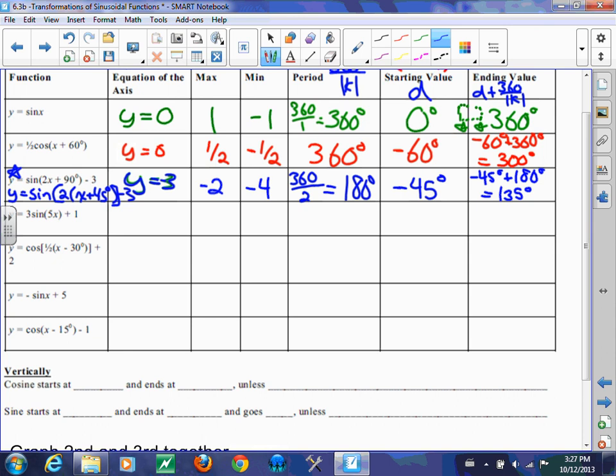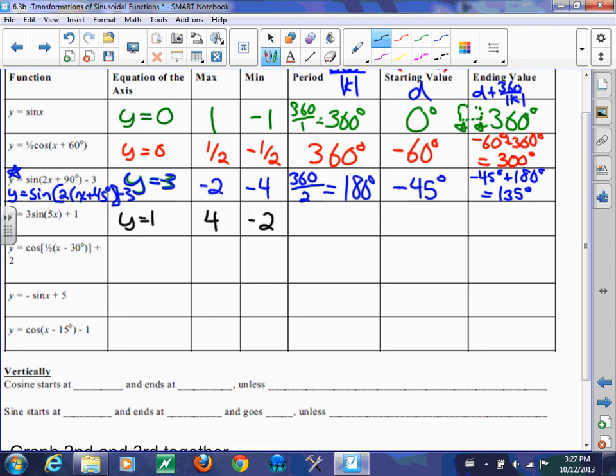Okay, moving along, next example. Take a look at this. We notice that C equals 1, so y equals 1. Then our amplitude is 3, so that's going to be 4 for our max. And to find our min, that's going to be negative 2, because you take 1 and subtract 3.